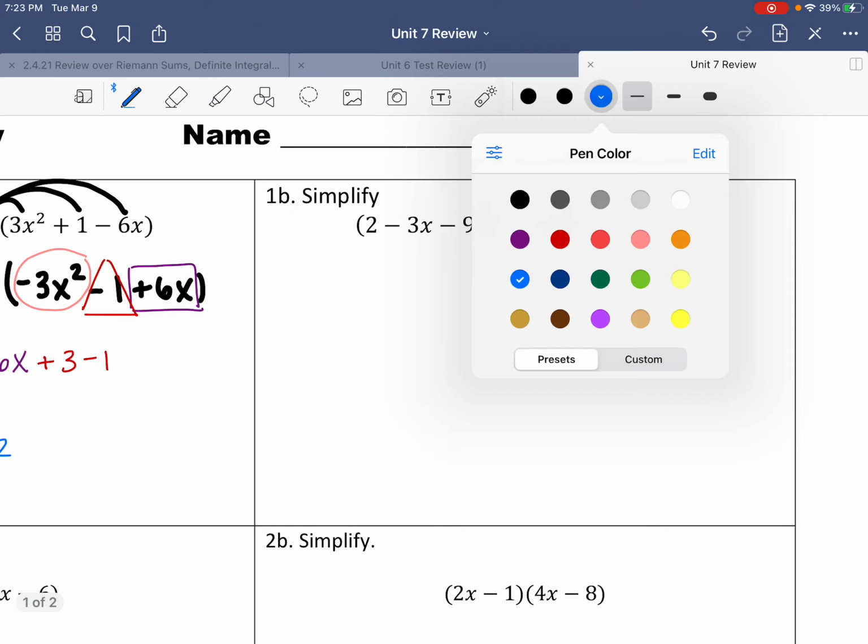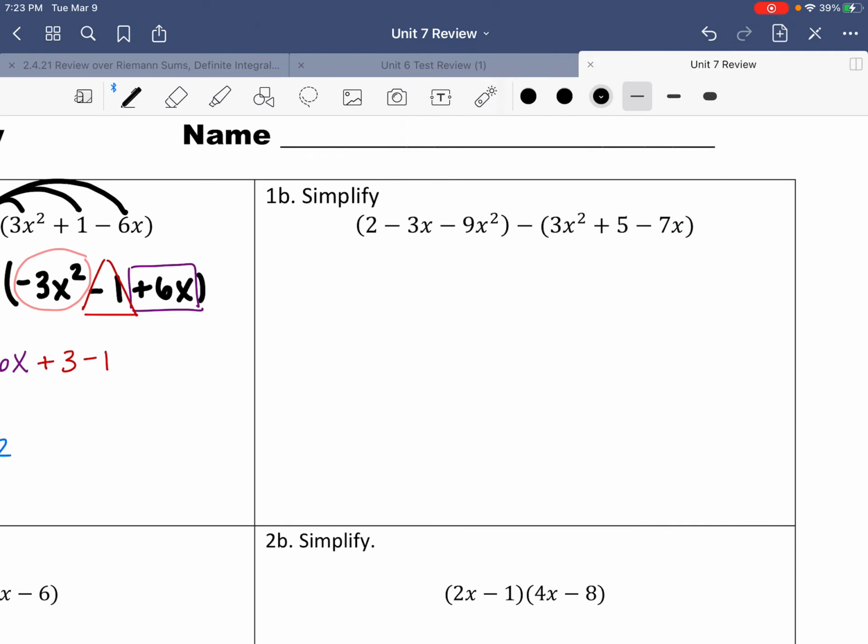All right, for 1b, we're going to do the same thing. And again, we have a negative here, so I need to put a -1. We're going to distribute that before we can start. The first set of parentheses is going to stay the same: 2 minus 3x minus 9x squared. Then we have -1 times 3x squared. Put a plus in between. So this will become -3x squared. -1 times 5 is -5. And -1 times -7x is +7x.